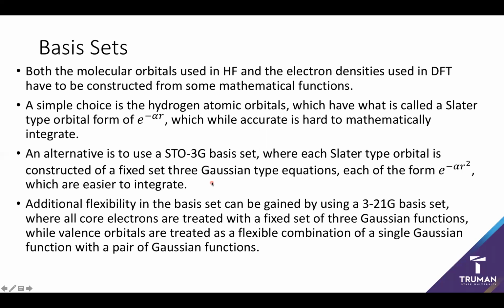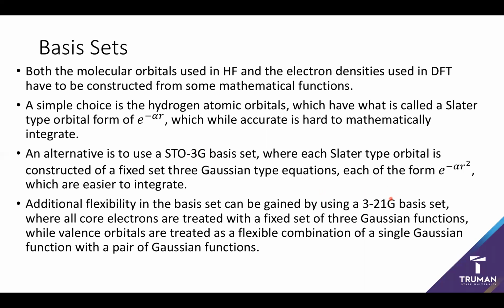So one of the things we can do is, you can imagine that the core electrons are made of three Gaussians. Well, the core electrons aren't really going to be moving. So I can treat all my core electrons with three Gaussian orbitals combined in a fixed format. However, those valence electrons, I need a little bit more flexibility.